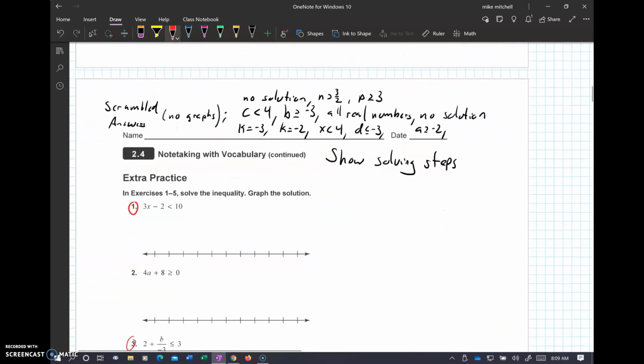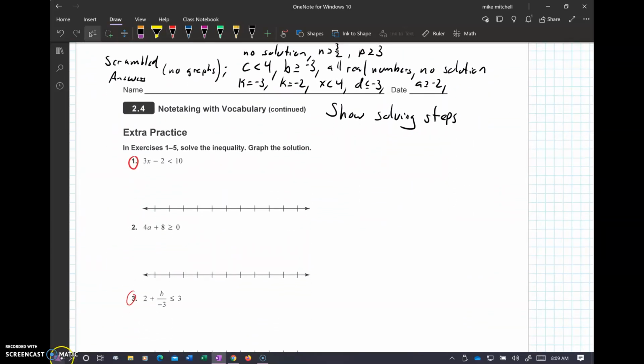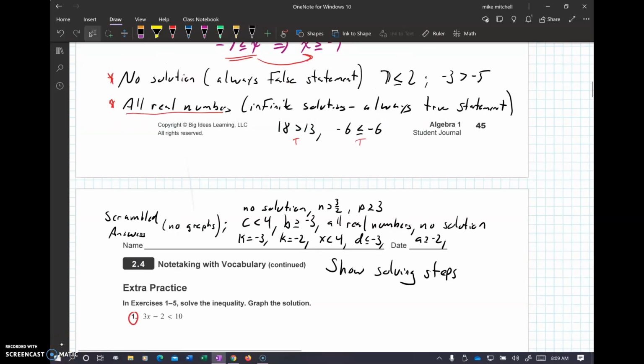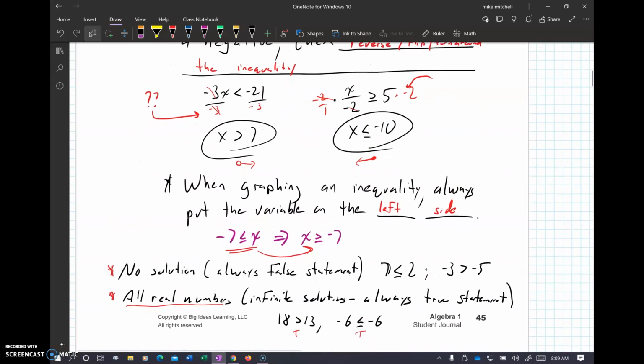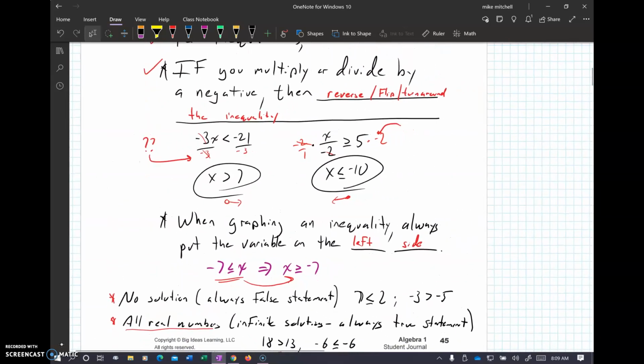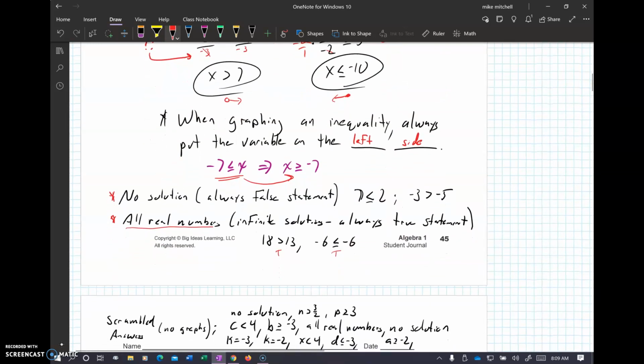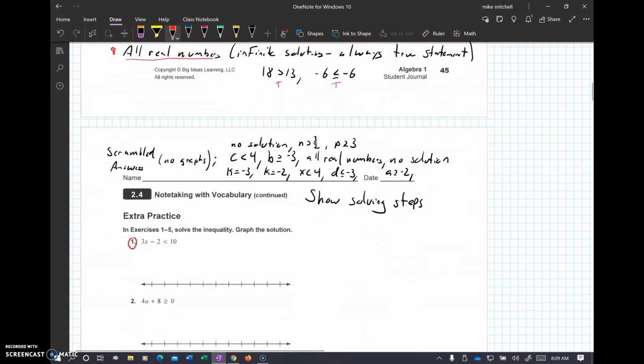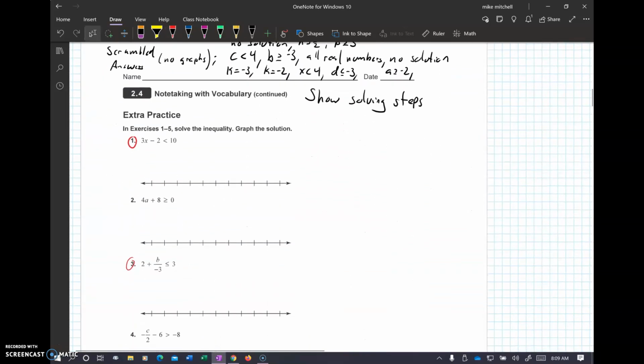I do have scrambled answers for you here, and let's get going on these practices. Again, this is the same as solving equations. You've got to remember 2 extra steps: reverse the inequality when you multiply or divide by a negative, and make sure that x is on the left for the graphing. So this one, I'm going to start it off here. Just the same as we'd always do, plus 2, and try this without following me. See if you get it right and check it.